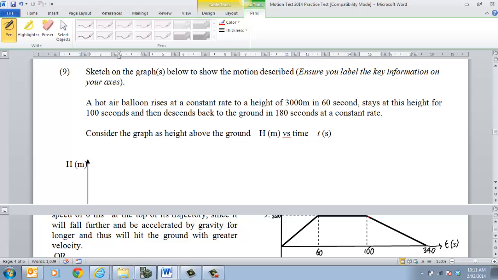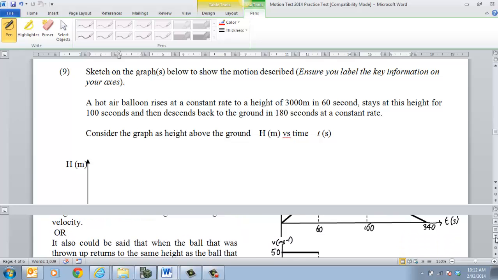And then it descends back to the ground in 180 seconds at a constant rate. So 160 plus 180 is going to be 340. You can draw it better than I can. That is the sort of displacement-time graph that you'd be expected to do.